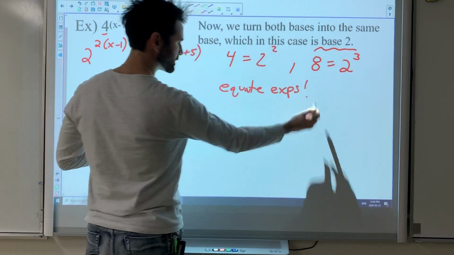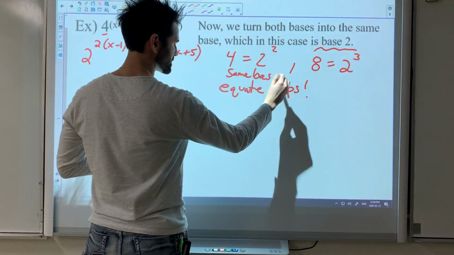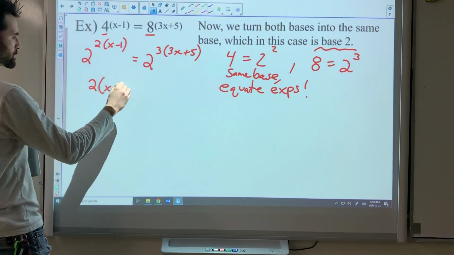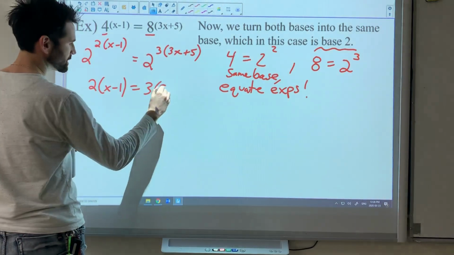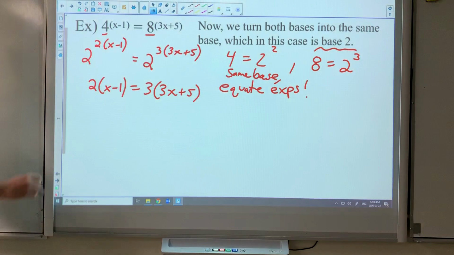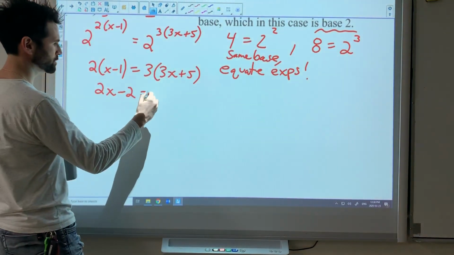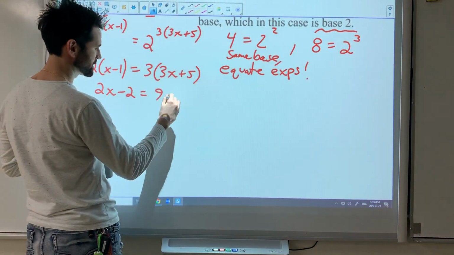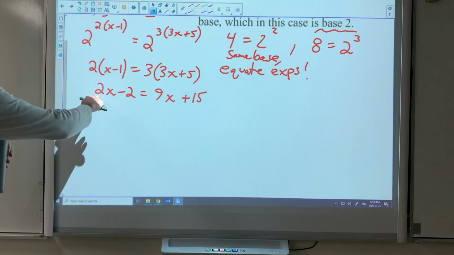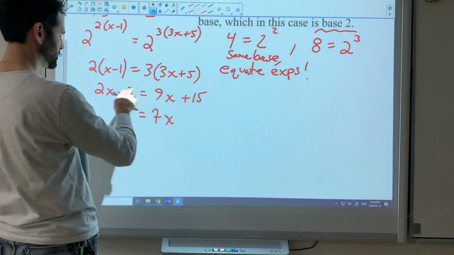Now I have the same base, I can equate exponents. Okay, so same base, equate exponents. So now I just go 2 times x minus 1 equals 3 times 3x plus 5. And, well, this is all hunky-dory. Just distribute into the brackets. So you get 2x minus 2. 3 times 3x is 9x. 3 times 5 is 15. There we go. Subtract 2x from both sides. That's going to give me 7x. Subtract 15 from both sides.